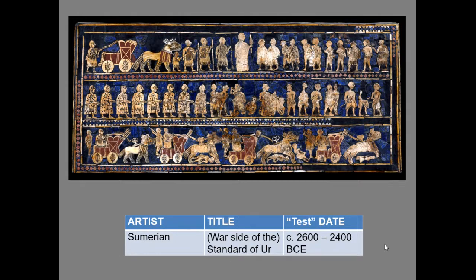It has been called the standard because the initial belief was that this object would have been carried into battle at the front of an army. And so you can see here, this is the war side. You can see our victorious army literally rolling over the bodies of their vanquished foes, and you can see the prisoners of war, enslaved, being taken before the leader here at the top register.